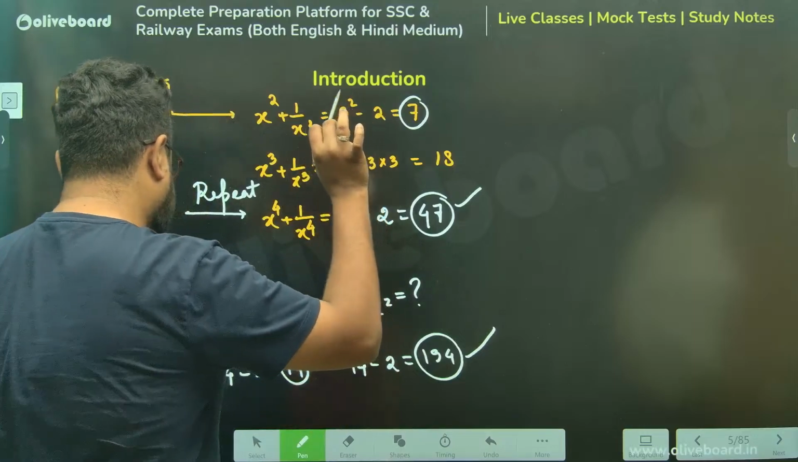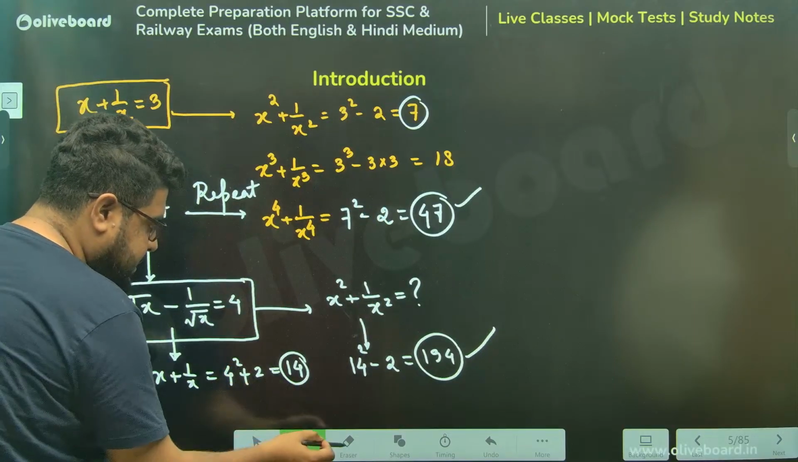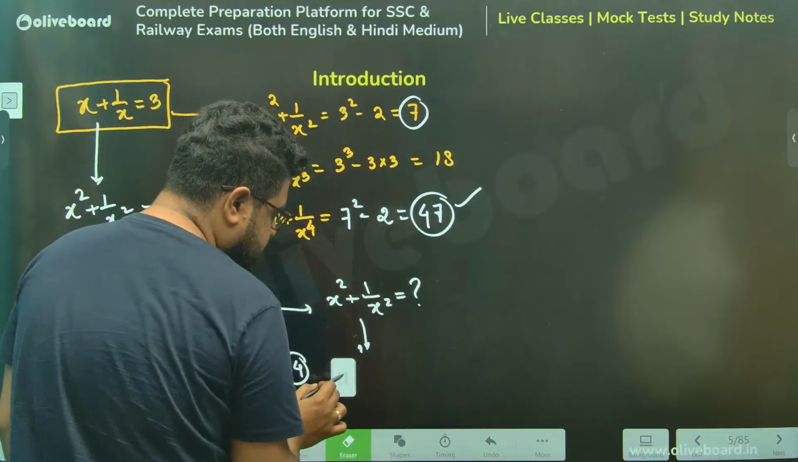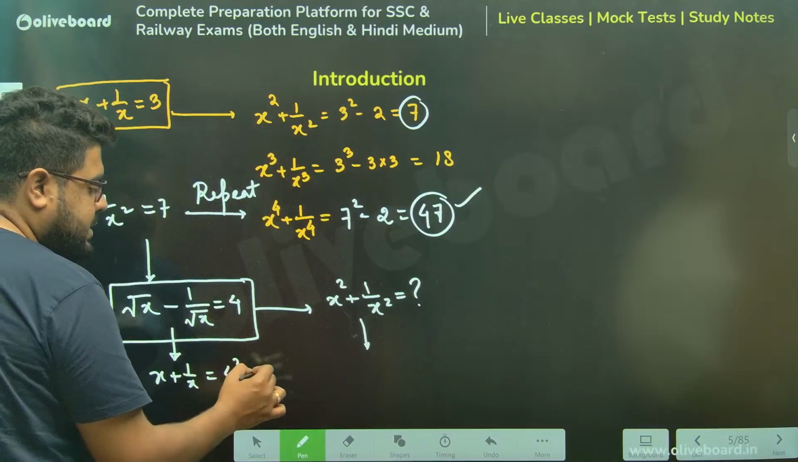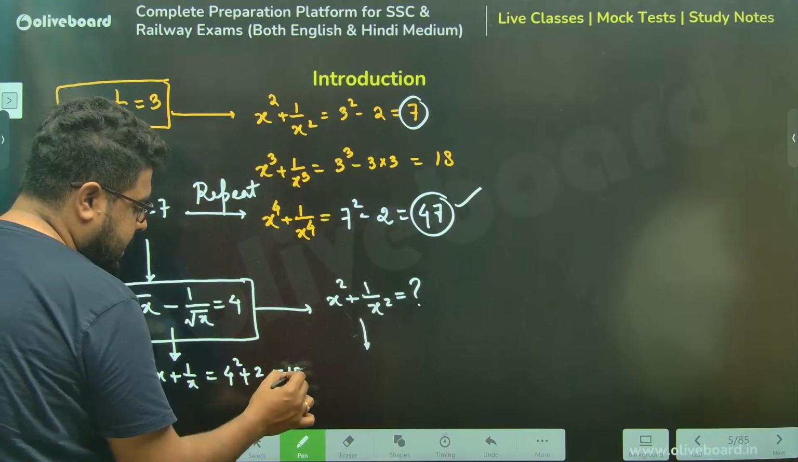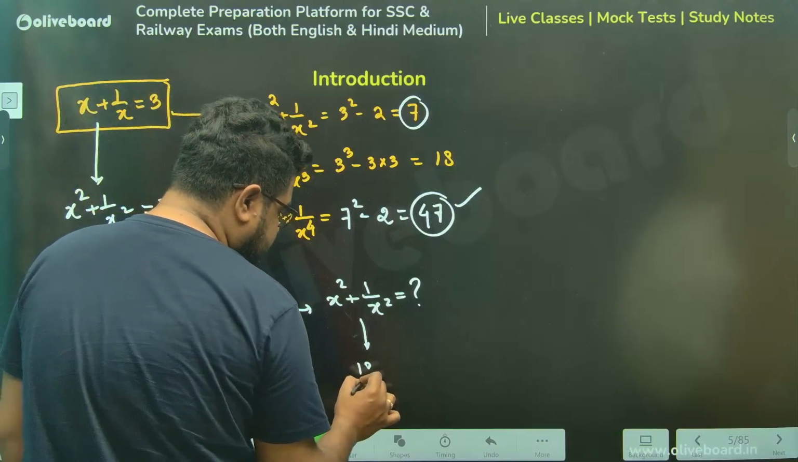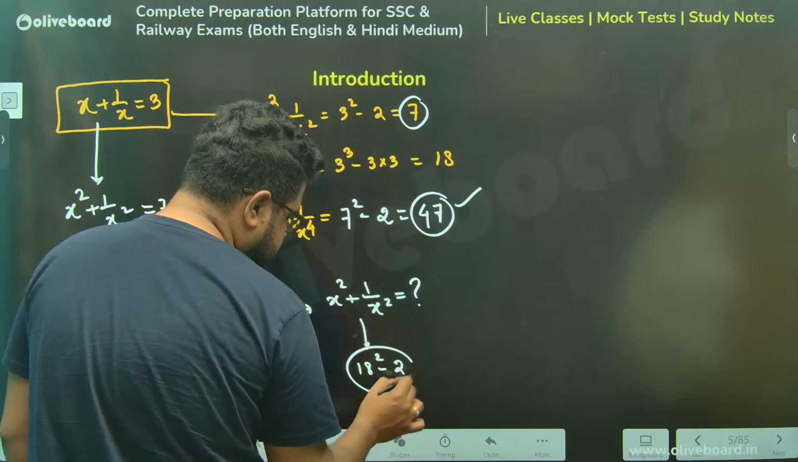My mistake. Sorry, sir. This will be plus. I messed it up. So sorry, it's minus 2 plus, this is plus 2. 18. So this will be 18 square minus 2, sir.